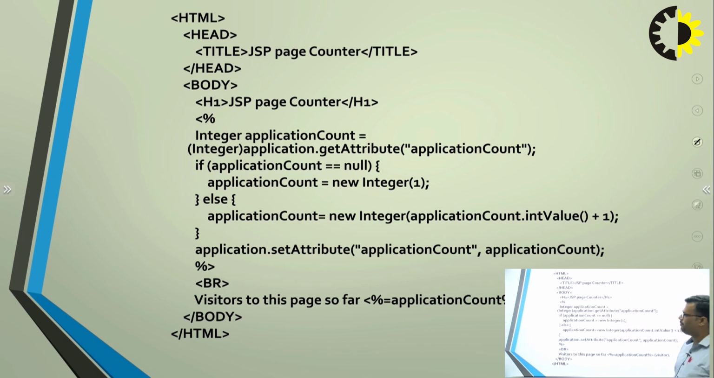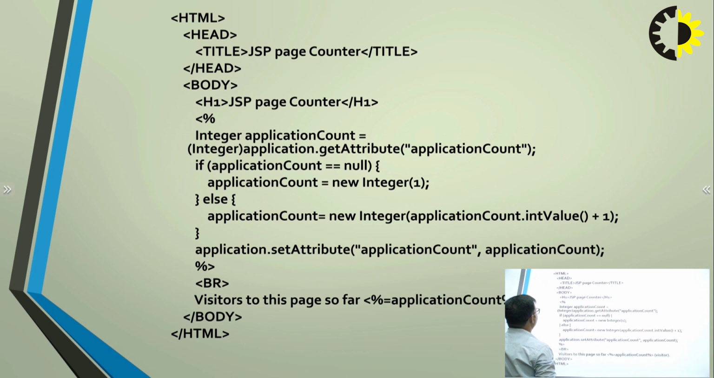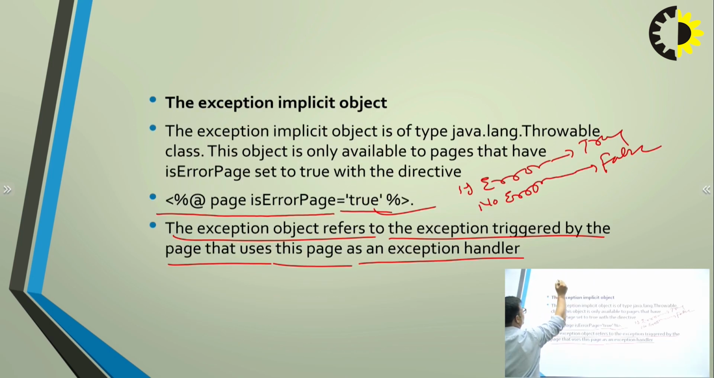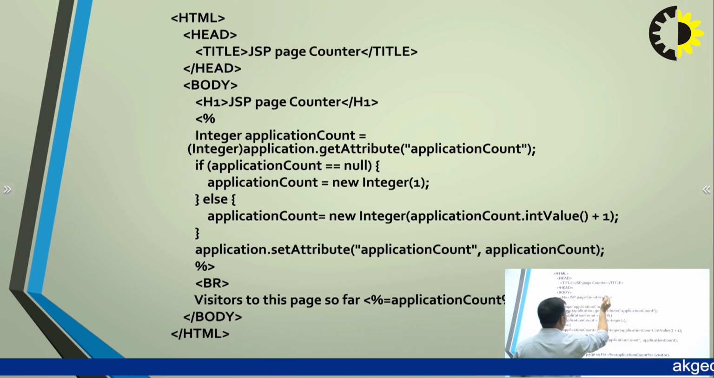Next, these are examples. Suppose here is one program, and in this program we will count a JSP page counter and see how to give attributes. First of all, this is the HTML starting tag. Then head, title of the page: JSP page counter. Then close the title and close the head. Then initiate the body. Then header 1, JSP page counter.